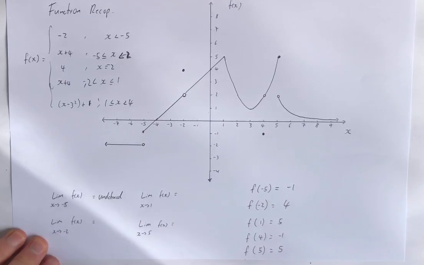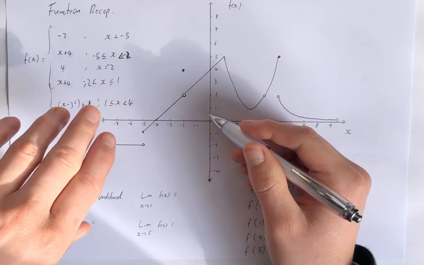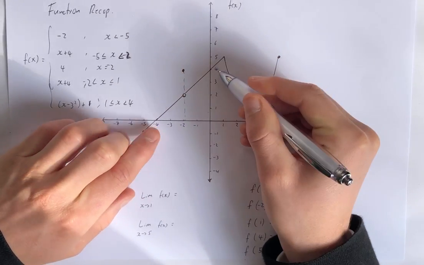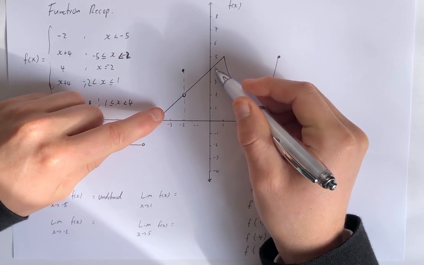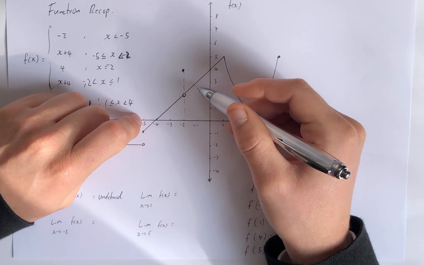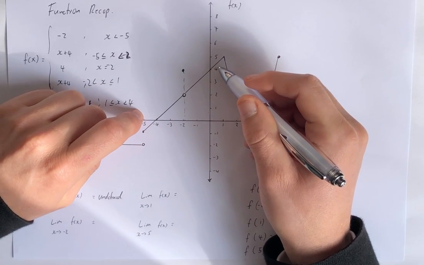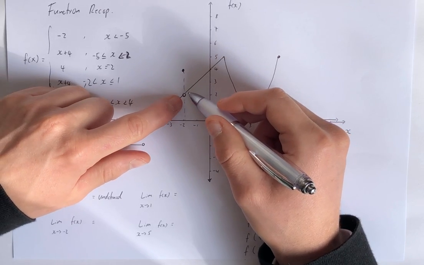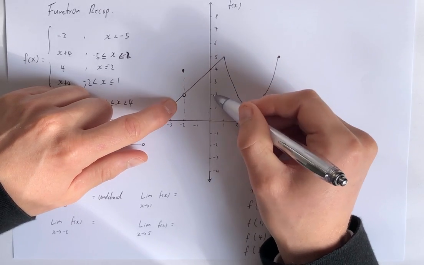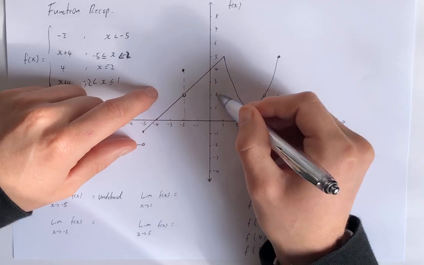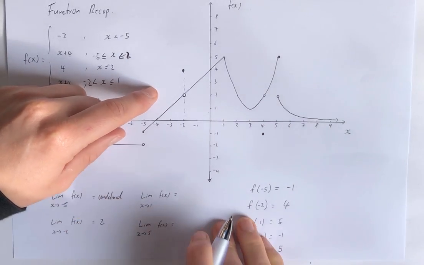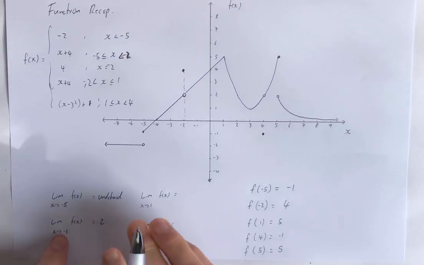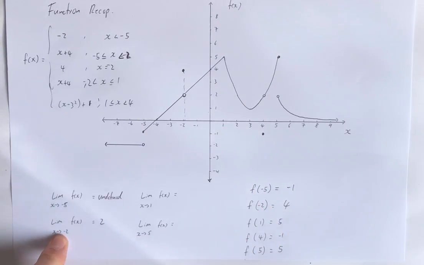What is the limit as we go closer to negative 2? Well, we don't care what happens at negative 2 as such. We only care about what is expected to happen. Like I said, calculus is all about rates of change and what is expected to happen. So what is expected to happen as we get closer to negative 2? Well, from the right we get closer to 2, and from the left we get closer to 2. And so we can say that the limit of this function as we get closer to negative 2 is 2.